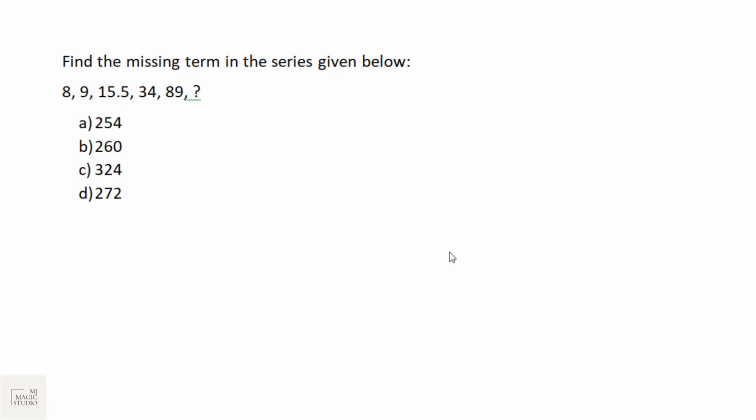Continuing with the missing terms. 8, 9. These kinds of questions demand practice. And if you practice more, you can easily visualize how they are moving. When we cannot find the difference trend, what we try to locate is some relationship. 8 into 1 plus 1 will give 9.